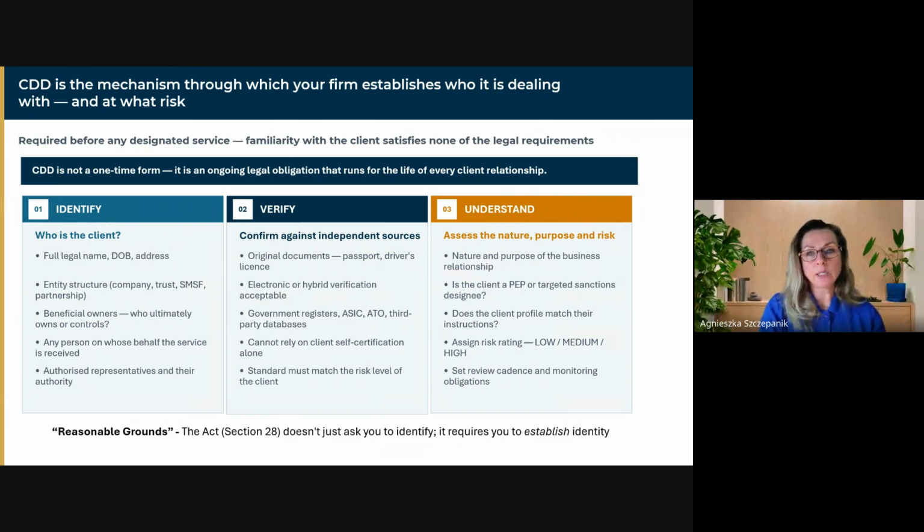So as we continue on our journey into the world of AML, anti-money laundering and counter-terrorist financing, and let's not forget proliferation financing as well, we are now looking at customer due diligence, which is one of your core mechanisms within this entire framework.